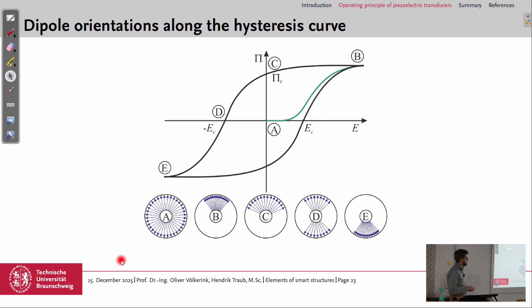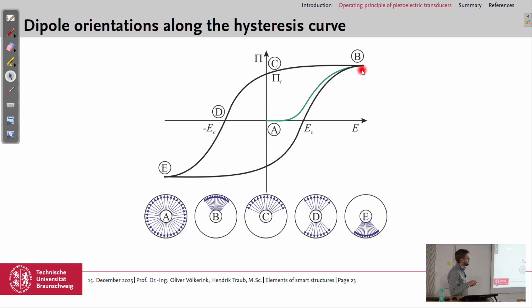So polarization or dipole orientations are statistically distributed. And then we apply the electric field up to this point. It's not marked here, but this would be the maximum electric field. Then we are at this state B, electric field applied. We have a very high orientation in one direction.